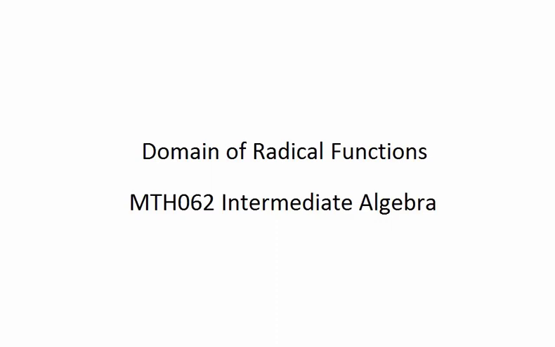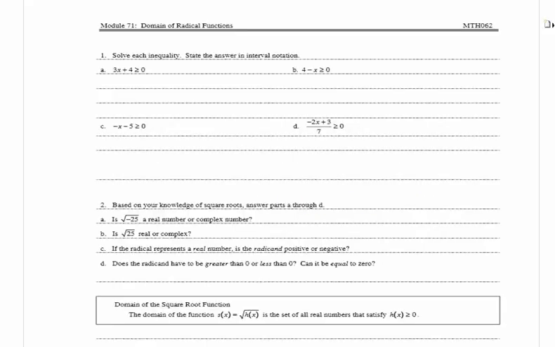In this video, we're going to look at the domain of radical functions. In 1, it says, solve each inequality and state the answer in interval notation. In A, we have 3x plus 4 is greater than or equal to 0. So the first thing I'm going to do is subtract 4 from both sides. So I have 3x is greater than or equal to negative 4. And now we'll divide both sides by 3, and we get x is greater than or equal to negative 4/3.